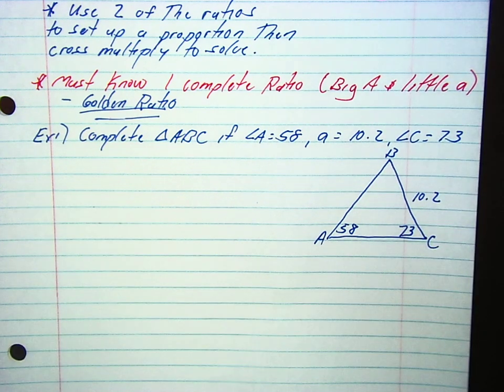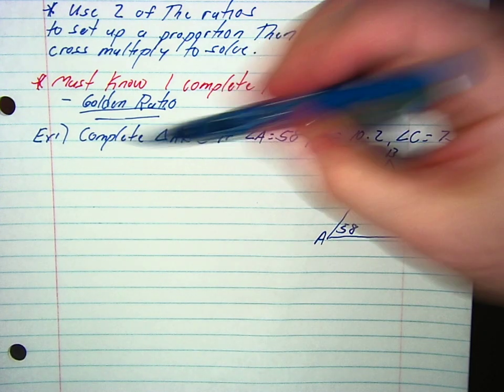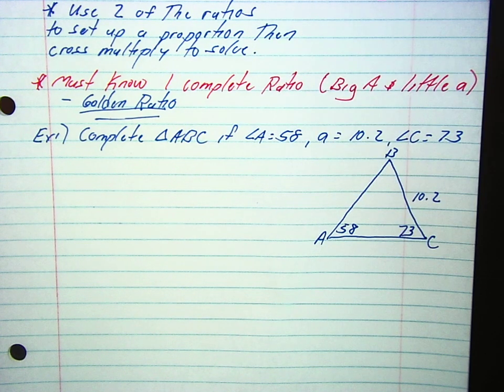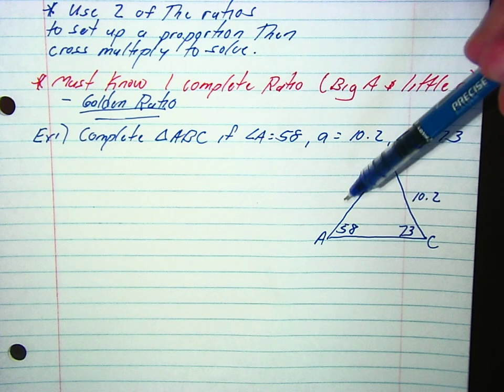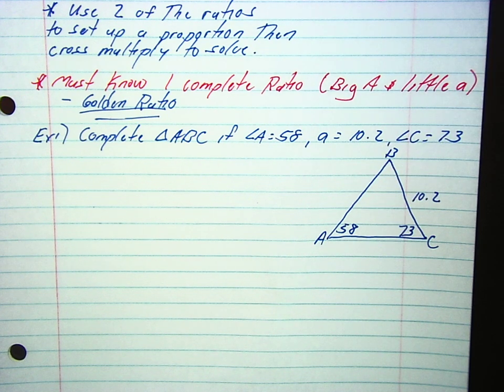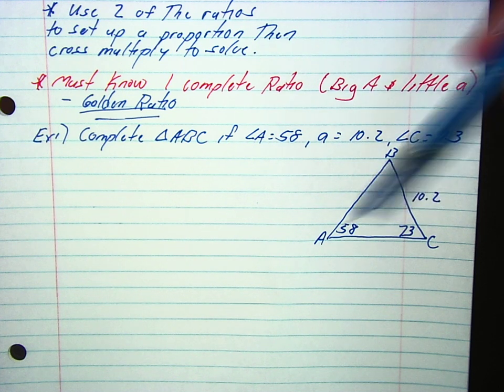And there you go. So again, what complete the triangle means is find every measurement you're missing. So you're going to have to find angle B, and little c.